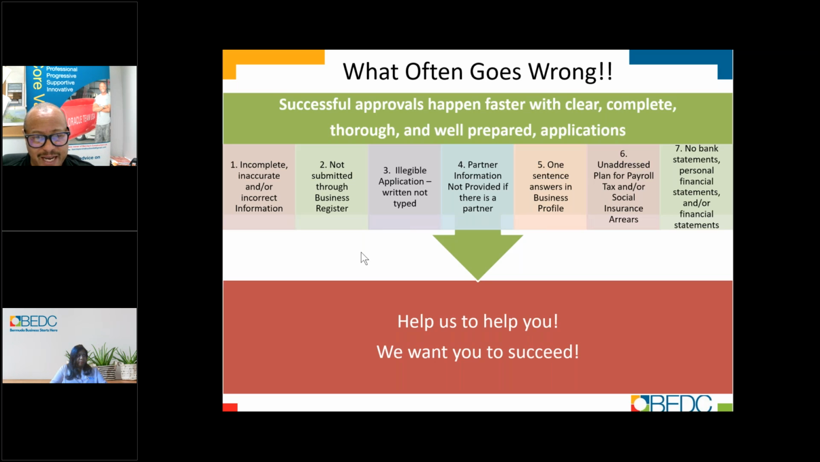Partner information not provided. That can be problematic sometimes because if there's a partner involved, we need to understand what their involvement is as part of that, and if they're not included, we can't always lend funds unless we have a full understanding of the ownership. So the more information that's understood on that situation is extremely helpful.